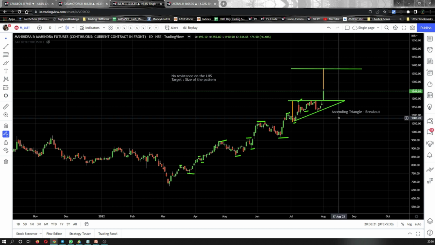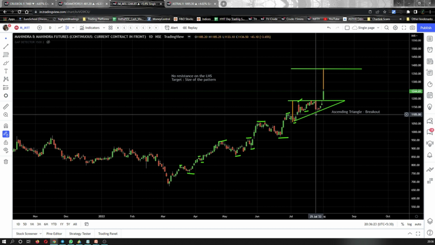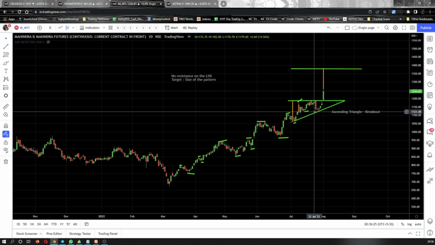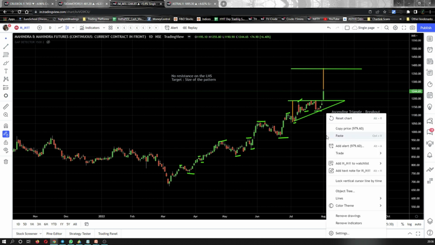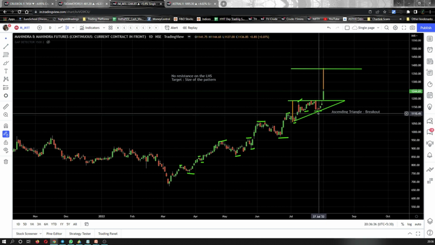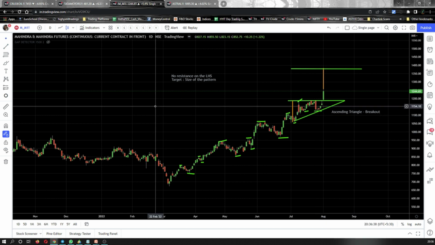Okay, so that becomes a target. And stop loss, as you know, this will be a stop loss. You put your stop loss just below the recent swing low. So this is the recent swing low. Let me mark it, right? So put your stop loss just below the recent swing low. So I hope that is clear now, right?